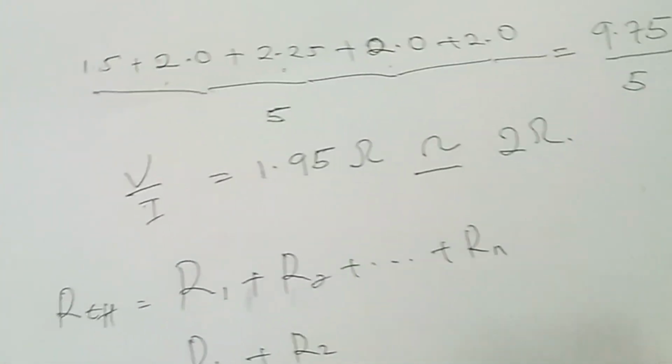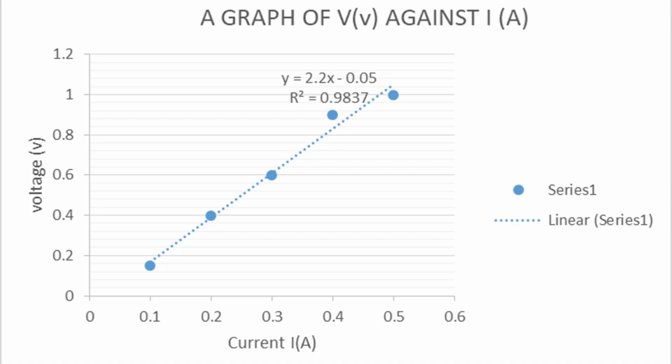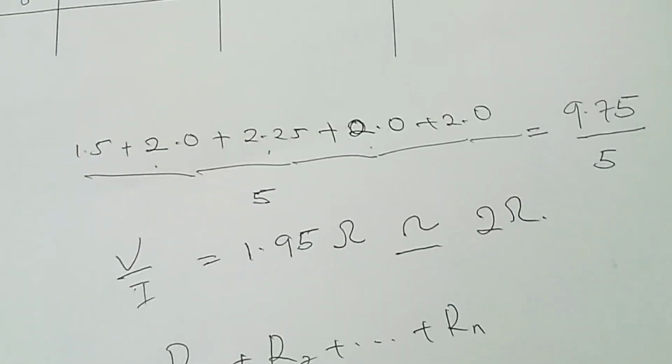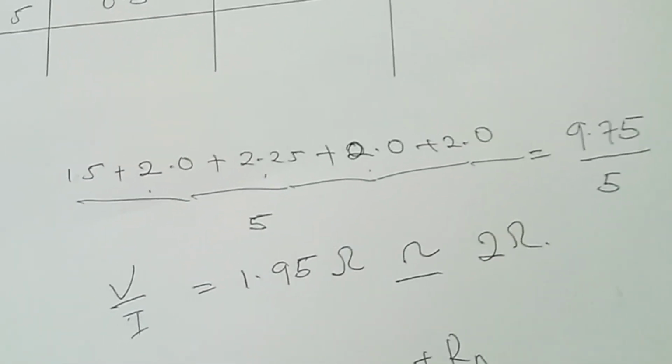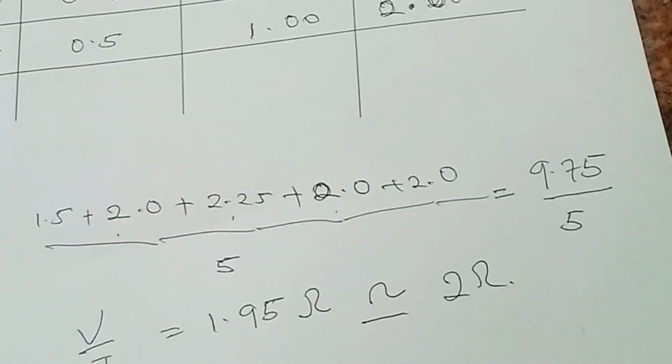This is also the graphical analysis when we use Excel to plot it. And if you also have your graph sheet, you can use your graph sheet to plot, and you will get similar values with an approximate slope equal to 2 ohms. And the significance of your slope is the effective resistance.